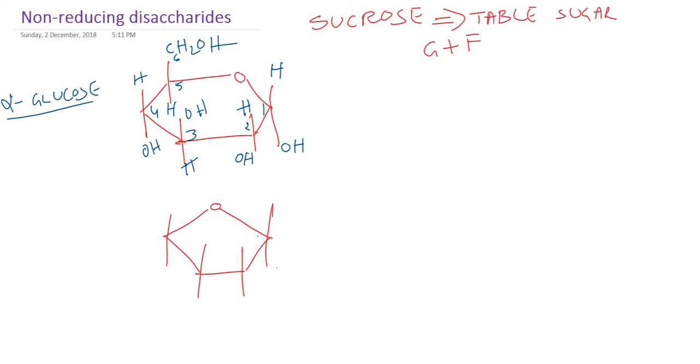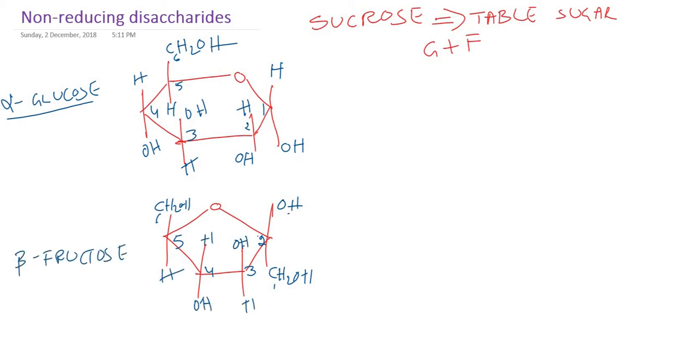The first carbon will be CH2OH and the last carbon atom also CH2OH. First we number: this will be carbon number 1, carbon number 2, carbon number 3, carbon number 4, carbon number 5 and carbon number 6. And the OH group here is up. Whenever it is up, it is beta. Okay, up will be beta of fructose.